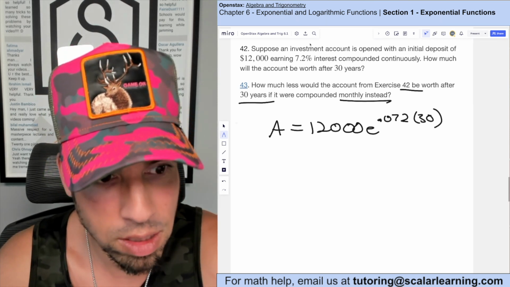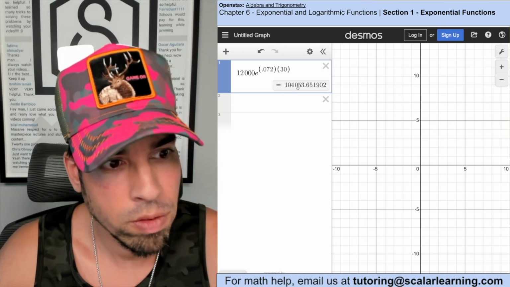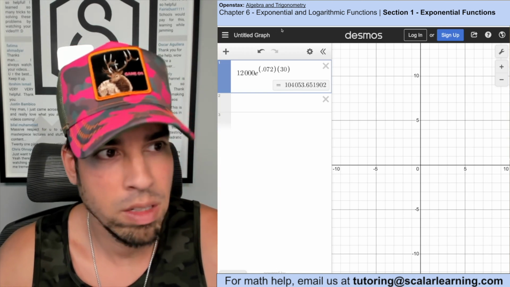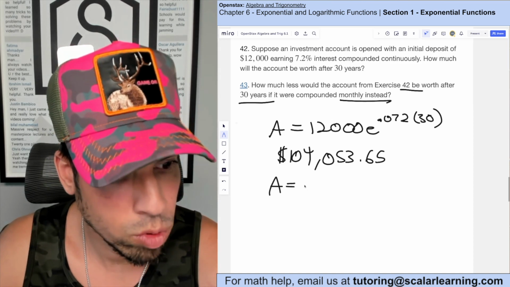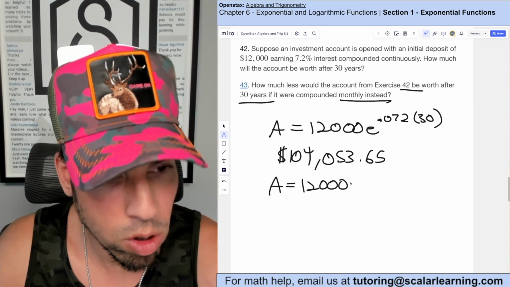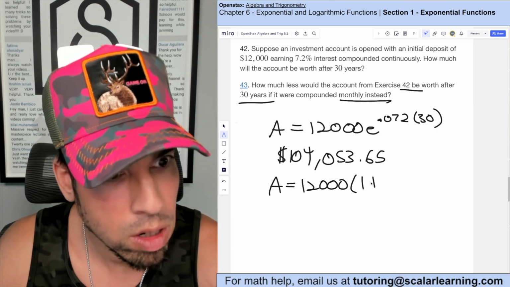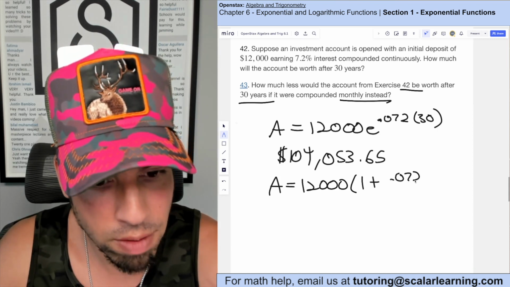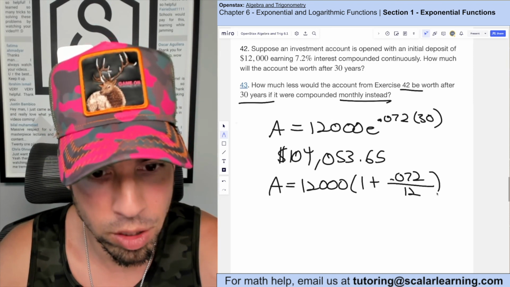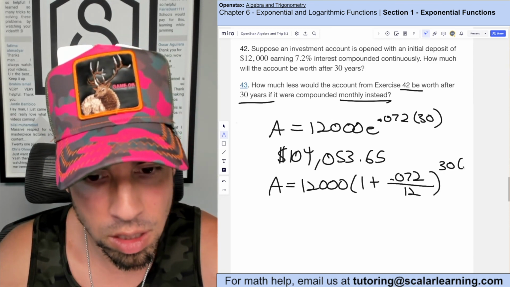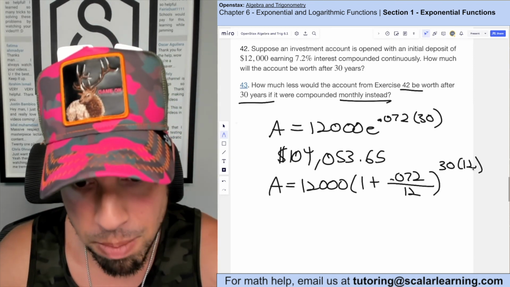So let's calculate this in Desmos. So we got 104,053.65. Now let's see what this is compounded monthly. So it's A equals, once again, that principal of 12,000, and then 1 plus 0.072, that's the rate, over 12, compounded monthly, 12 times per year, and then it's to the 30 times 12, the number of times it's compounded per year.